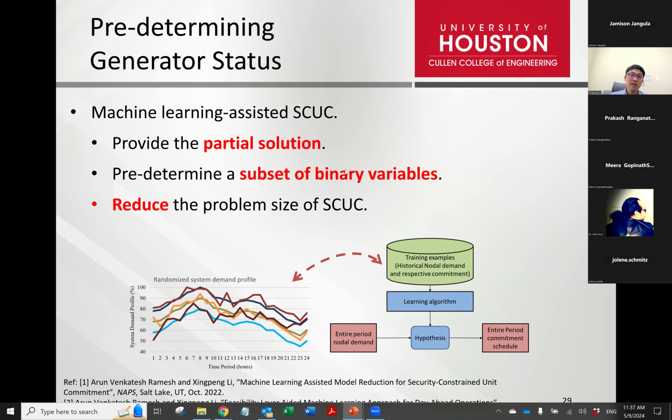So what we did is we selectively pick a subset of the machine learning predictions, then we can determine a subset of binary variables representing the generator on-off status. Okay? There will also be some additional layers in between to verify that the selected subset of machine learning predictions are valid, physically valid for the power grid. So with this strategy, we can reduce the number of binary variables so that we can reduce the problem size.